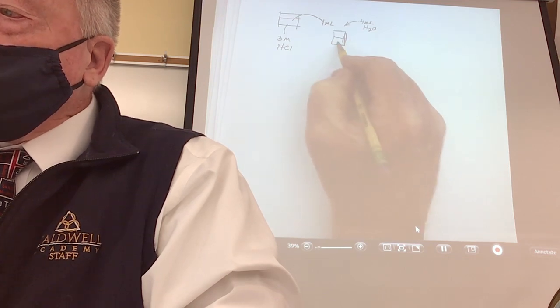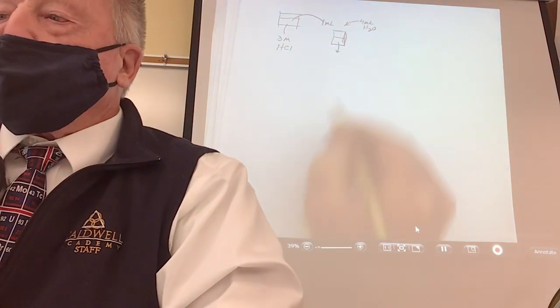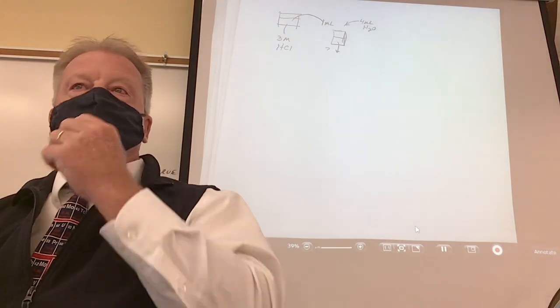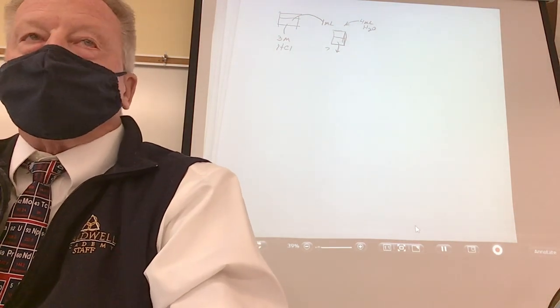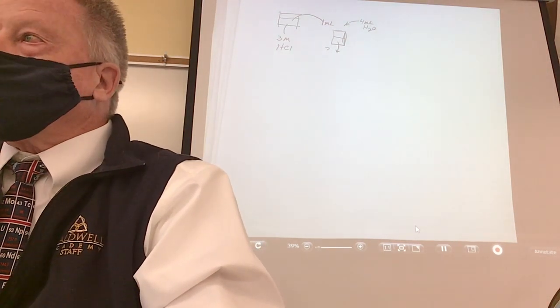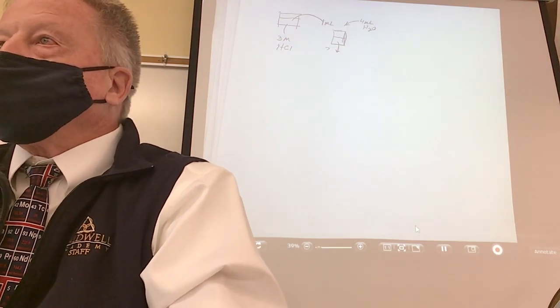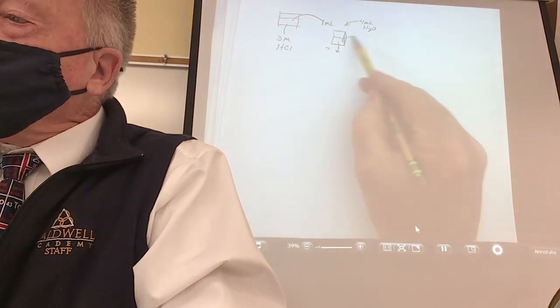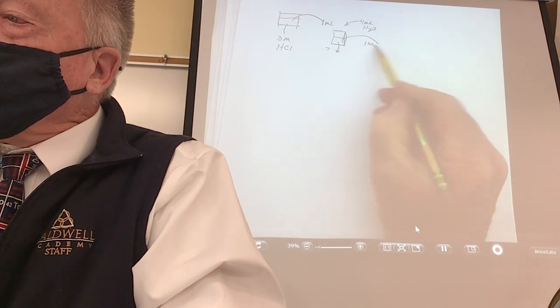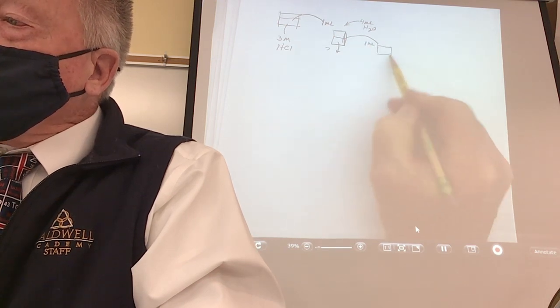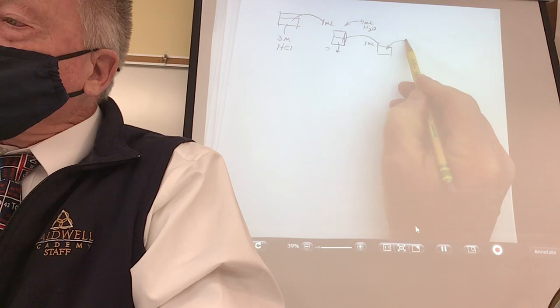What is the concentration of this one? See if you can figure this one out. And I'm going to do it again. I'm going to do another one where I take 1 milliliter of this out, and I'm going to add 4 milliliters of water.